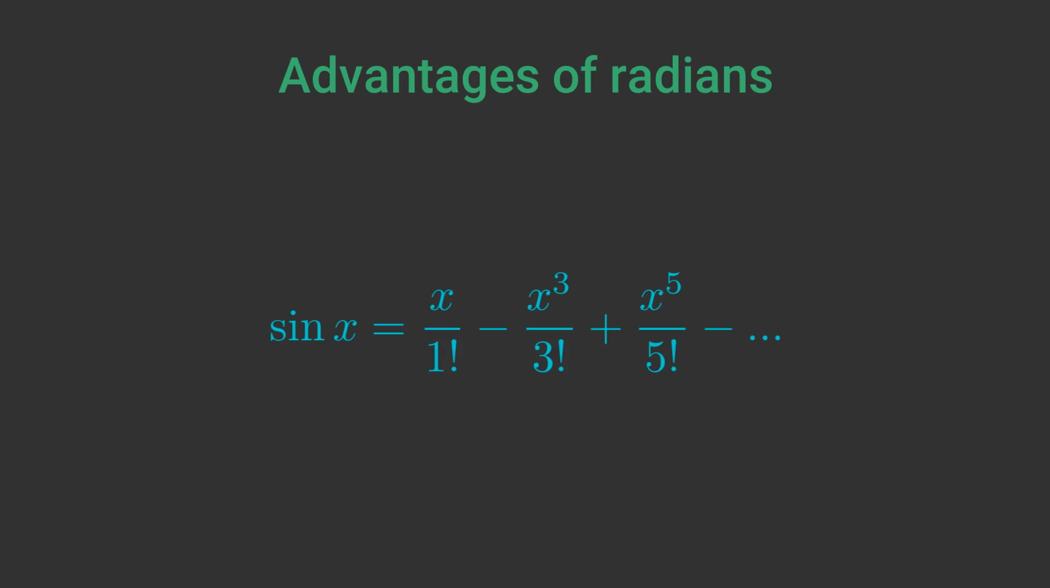Finally, we can express the sine function as an infinite polynomial, called a Taylor series, like this. There are equivalent results if we use degrees instead of radians, but the factor of 2 pi divided by 360 appears in the equations. This generally makes things a lot less clear and simple.